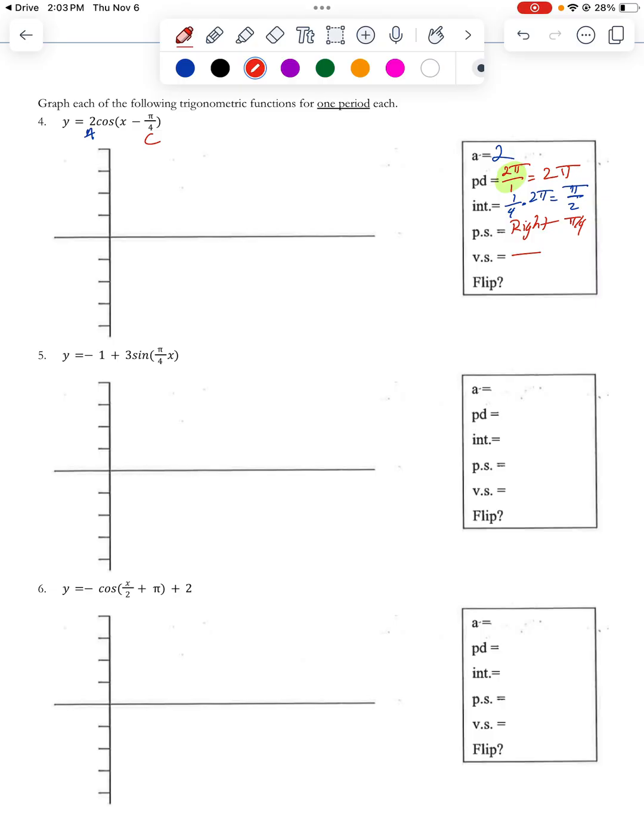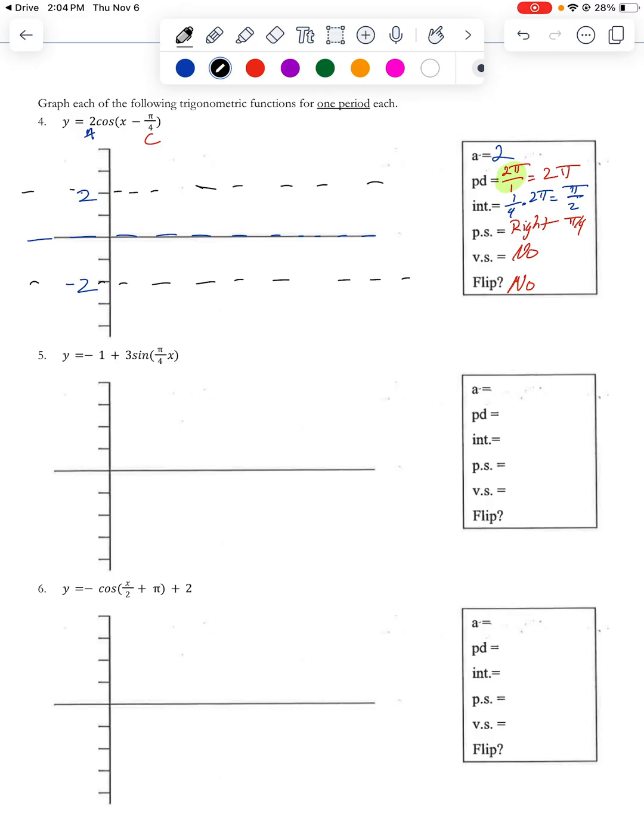And is there a vertical shift? No. Is there a flip? No. And I'll write no here. Okay, so to graph this, I start with my vertical shift. There is not a vertical shift, so I can mark my baseline here. My maximum is my amplitude, so the maximum is 2 and the minimum is -2. Some people have been putting the dotted lines there too. That's fine if you want to do that.